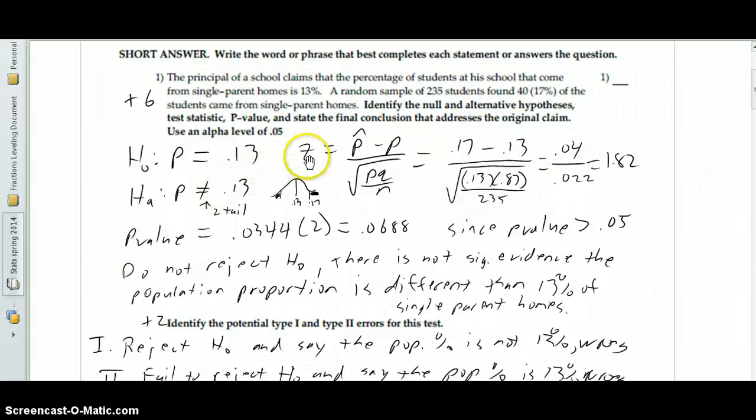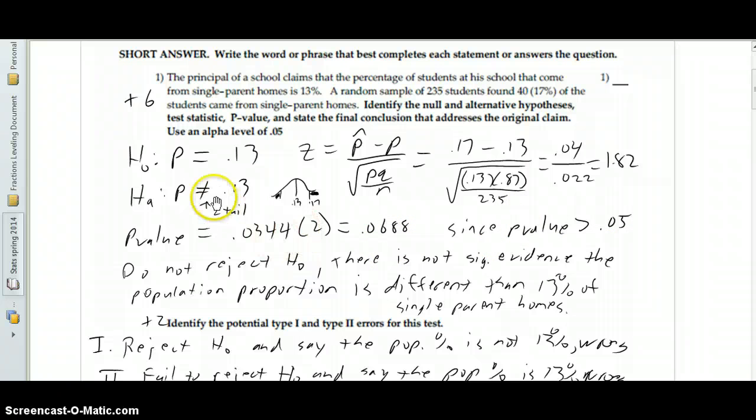So we found our z-score here, and it's 1.82, and then we looked that up on our z-table, and we noticed that this tail has 0.0344. So there's about a 3.5% chance that you would get this much difference by random chance. And since it's a two-tail test, we actually double it to make it 0.0688. And that is bigger than 0.05, so we would fail to reject the null hypothesis.